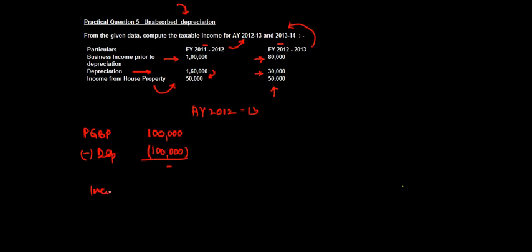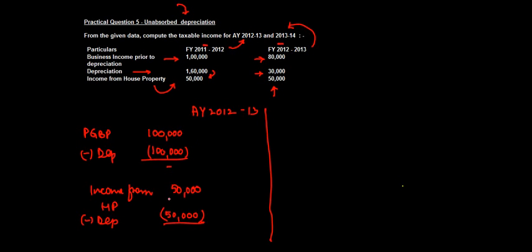So we have income from house property, which is 50,000. Unabsorbed depreciation can be set off against income from house property. So we will reduce depreciation 50,000. It's actually not unabsorbed depreciation. I'm sorry, I have used the wrong word. It's depreciation for the current year. So income is 0, income is 0.